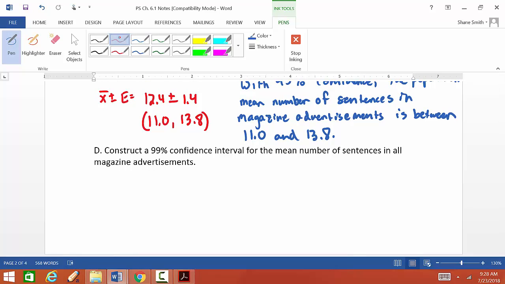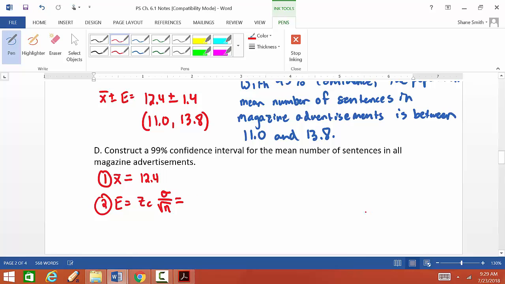Okay, let's do the same thing, but let's construct a 99% confidence interval for the mean number of sentences in all magazine advertisements. So everything is the same. We're starting from the very beginning, except all we're doing is changing 95 to 99%. So the first step is still the same, x bar. That's still calculated to be 12.4. The margin of error is going to be different though, because now we're at 99%. So think of what changes in this formula. I would pause the video here, think of what changes, see if you can find the correct margin of error for 99%.